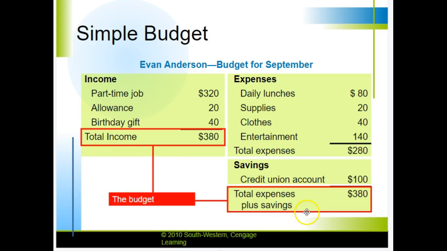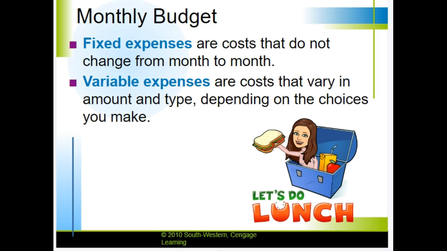Here's the example that we saw. Going out, coming in, totally equal. There are ways to estimate your expenses, and those ways are called expenses based on fixed and variable amounts. So you can estimate if you know that something is going to be the same or close to the same every month, meaning it's a fixed expense. Rent and car payments are both fixed expenses. They typically don't change from month to month.